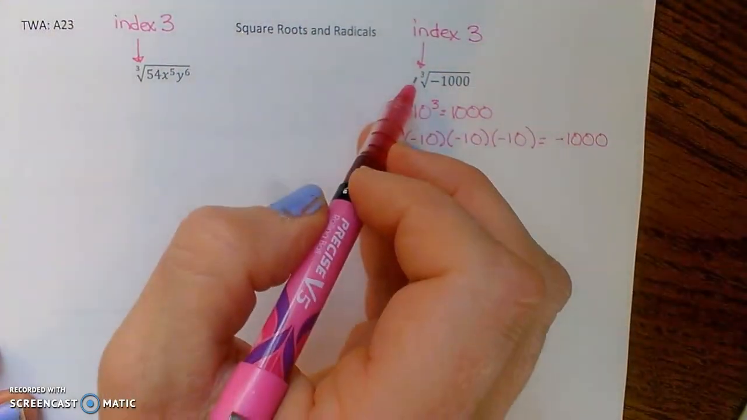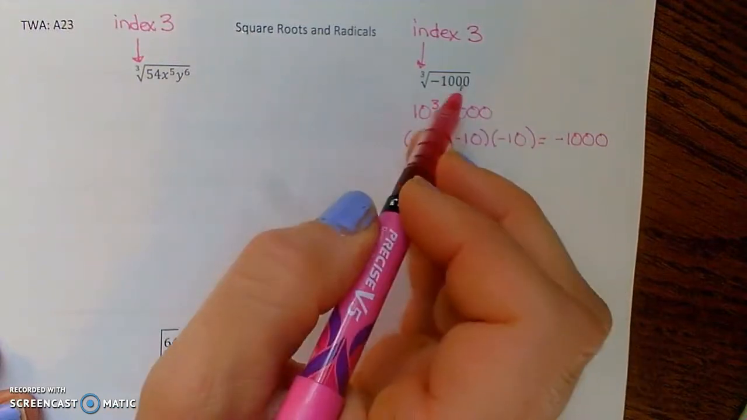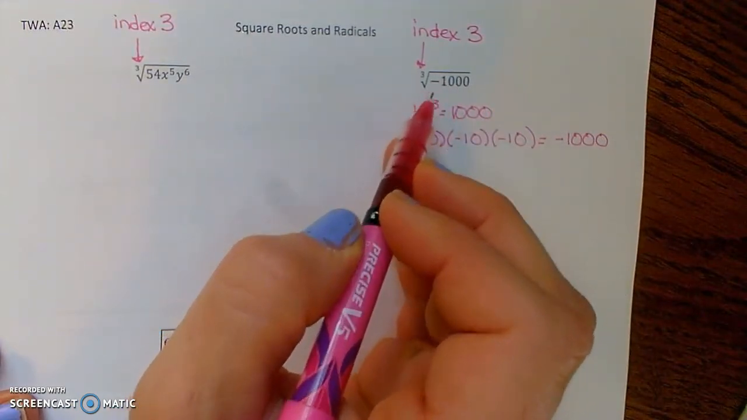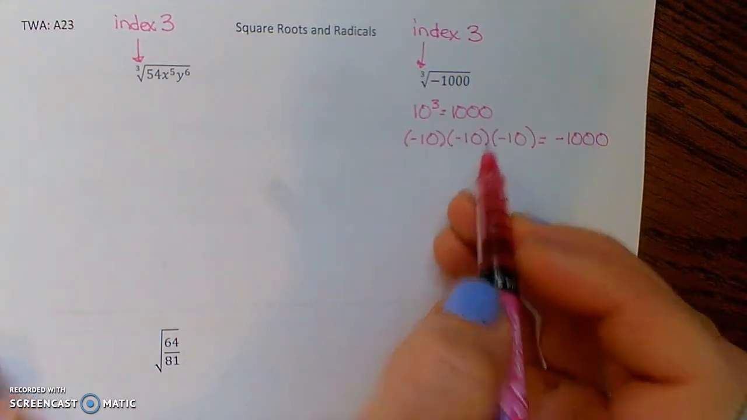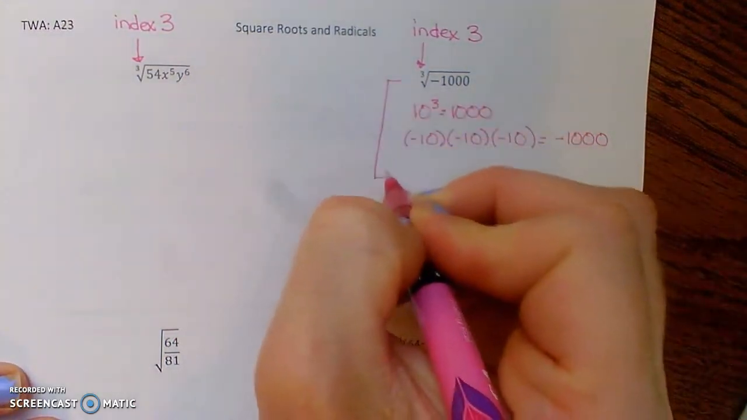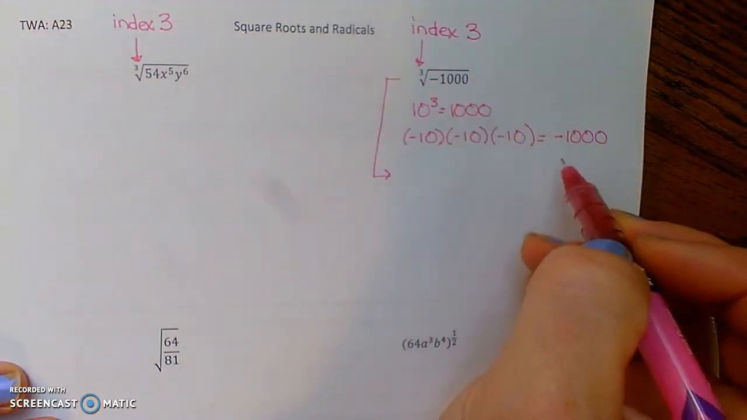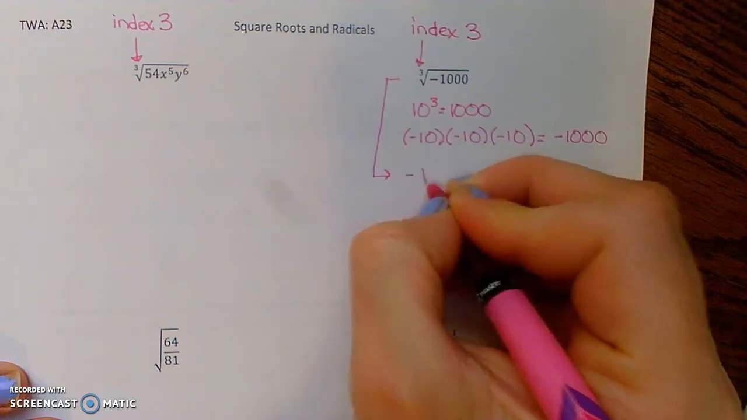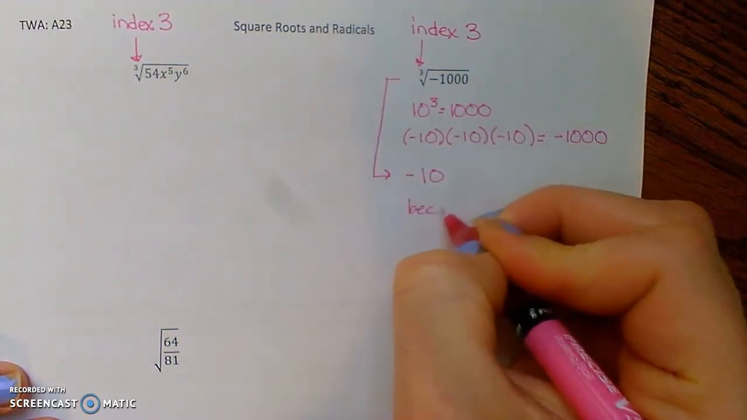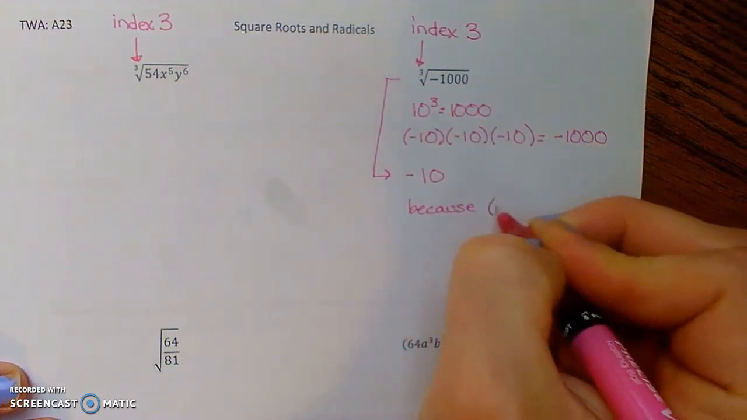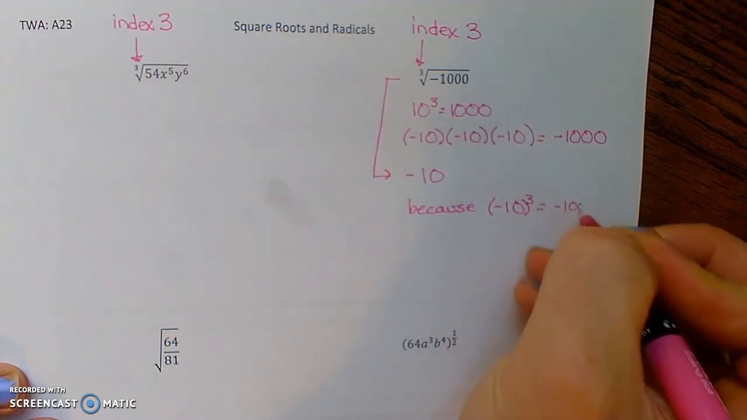So if you have an odd index radical, it's going to be a negative number. So the cube root of negative 1,000 is going to be negative 10, because negative 10 cubed gives us negative 1,000.